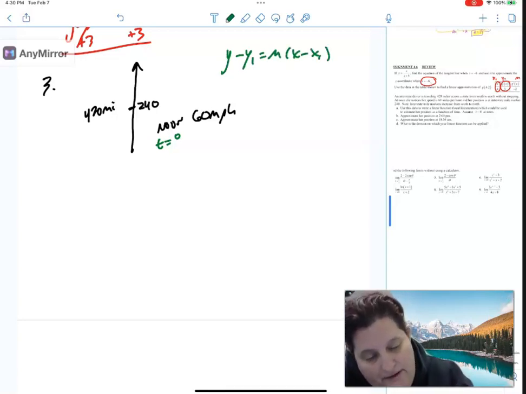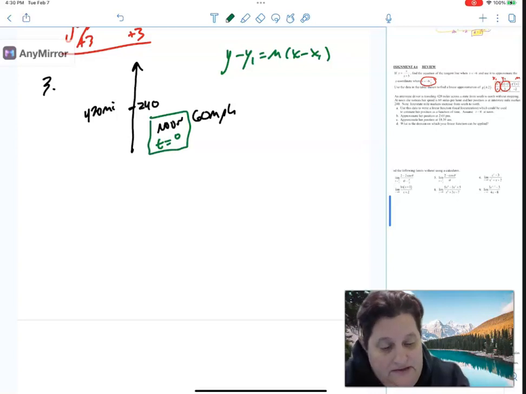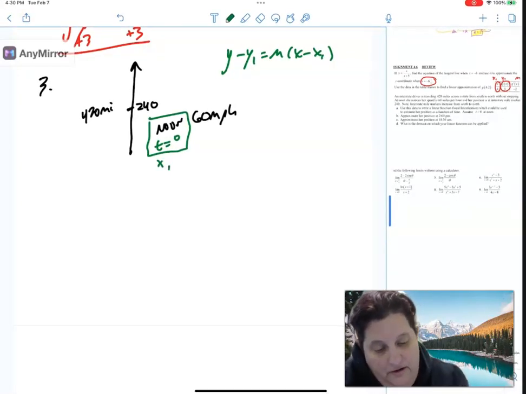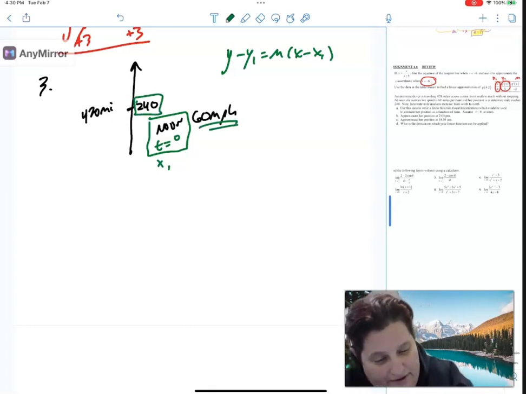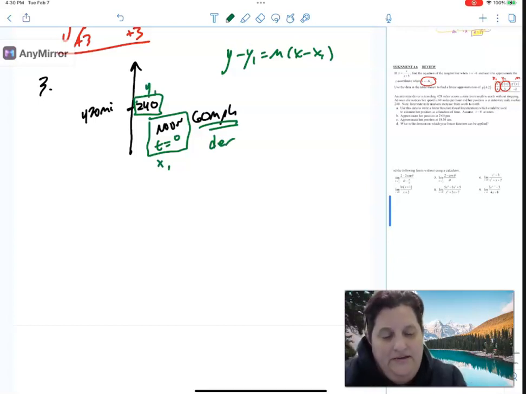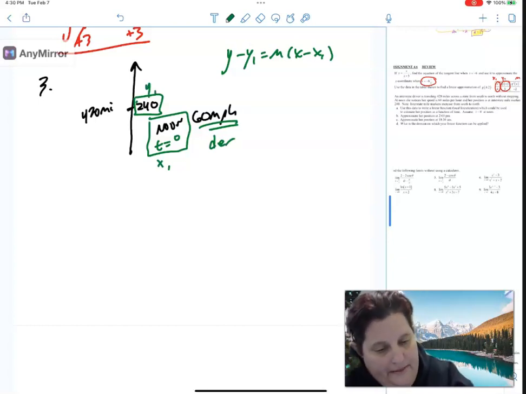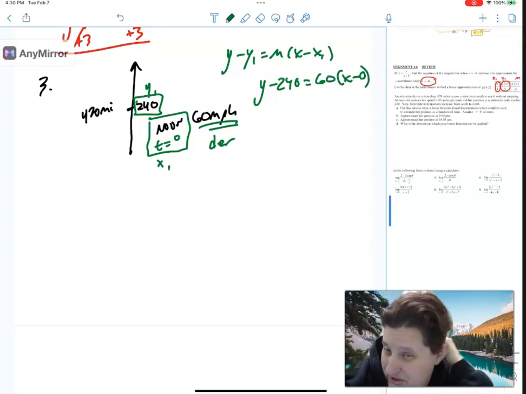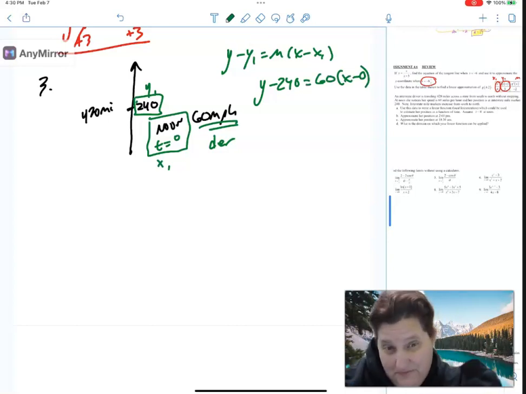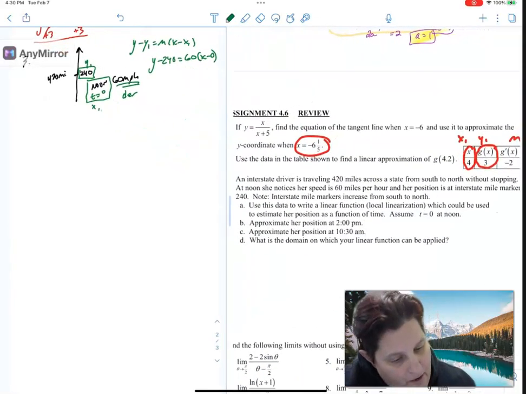Okay? And it told me that noon is time 0, and so that's going to be my x coordinate. And at time 0, now which of these is mile marker 240 and 60 miles per hour? Which one is more of a rate? Well, this one's more of a rate, so that's a derivative. That's probably my y1 because at time 0, I'm at mile marker 240. So I'm going to write it like this. Y minus 240 is 60, x minus 0. Again, that's my local linearization, okay?